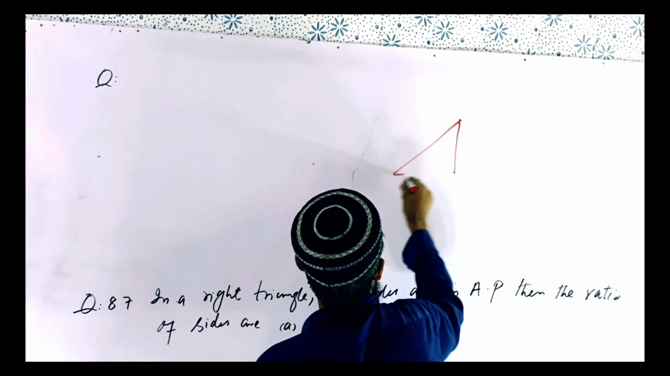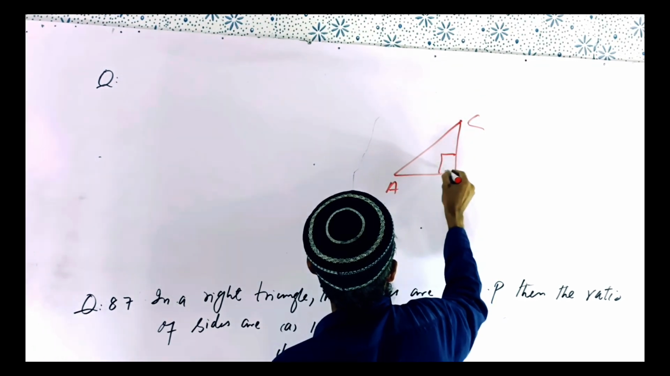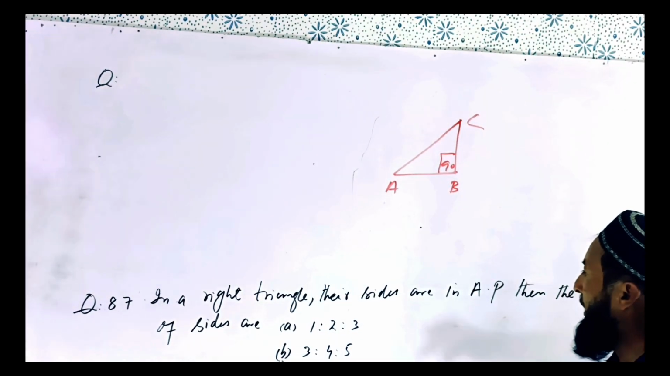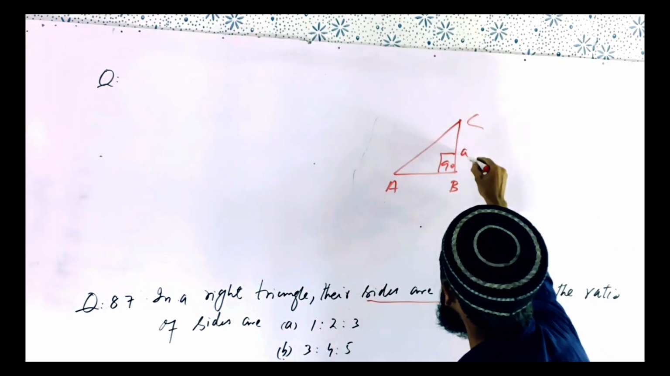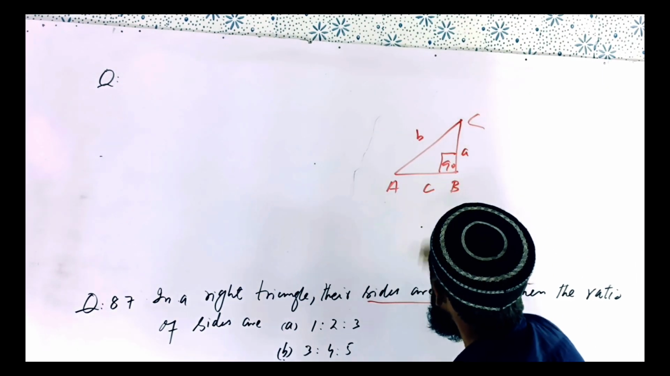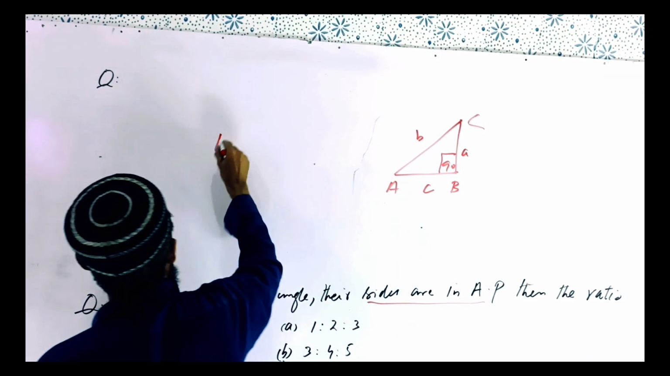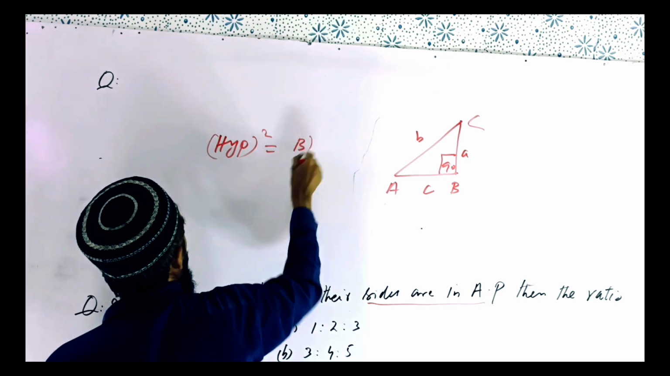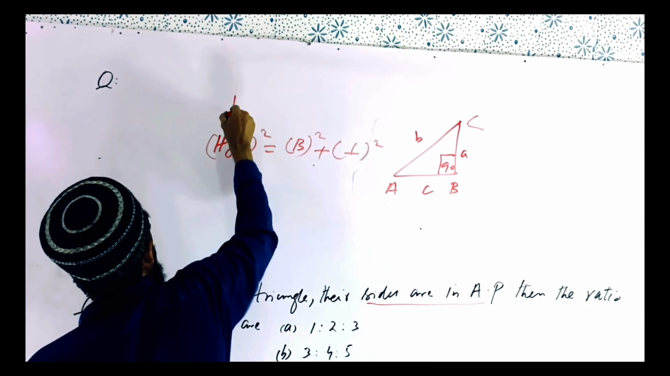Using Pythagoras theorem, a, b and c. So this is a right triangle whose angle is 90 degrees, and the sides are in arithmetic progression, and the sides are a, b and c. So according to the formula, hypotenuse square is equal to base square plus perpendicular square. So this is the Pythagoras theorem.